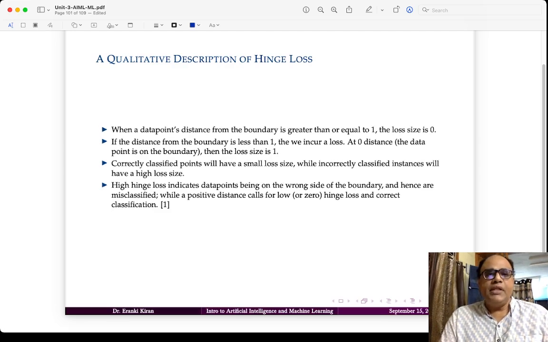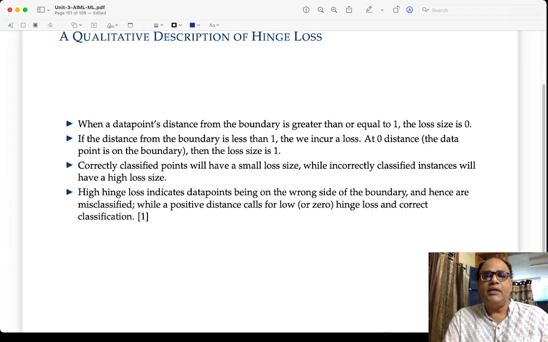The qualitative description of hinge loss says that when a data point's distance from the boundary is greater than or equal to 1, the loss size is 0. If the distance from the boundary is less than 1, then we incur a loss. At 0 distance, the data point is on the boundary, and the loss size is 1. So correctly classified points will have a small loss size, while incorrectly classified instances will have a high loss size.